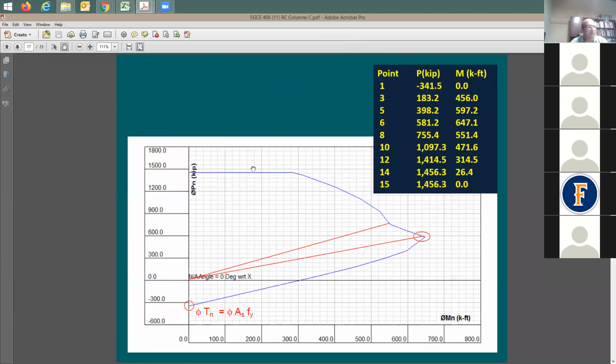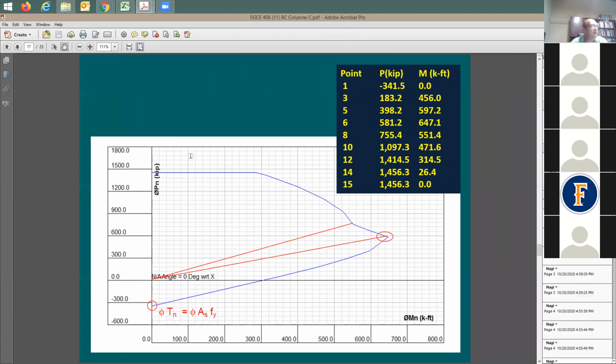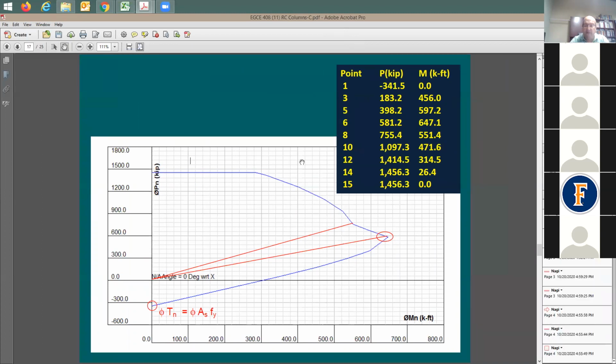How about if I give you a chart like this? I'm gonna ask you here a simple question. Would this column be able to take, let's say, a load combination of an axial load of 1200 kips and 500 kip foot? Okay, here's the values: 1200 kips and 500 kip foot. Yes or no? No. No, this one wouldn't.